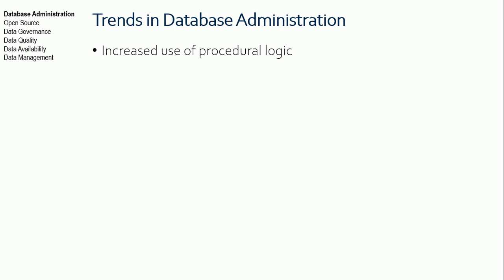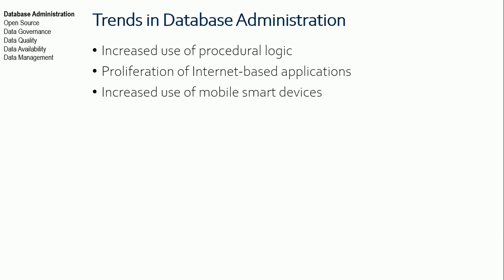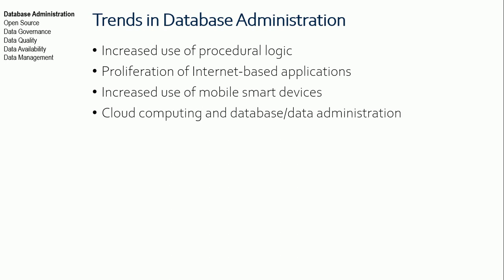There are some trends right now in database administration. One is the increased use of procedural logic, the proliferation of internet-based applications. This is all the rage now, right? Almost all of our applications are moving to internet-based, which in some ways simplifies things, but in other ways makes things a little bit more difficult with security and so forth. Everyone's using smart devices now, like mobile devices, like our iPhones and our Android phones and tablets and iPads and stuff like that. So that's definitely a trend, right?